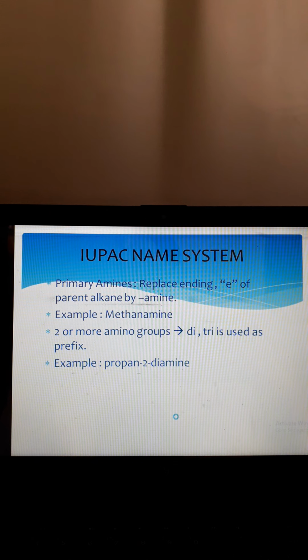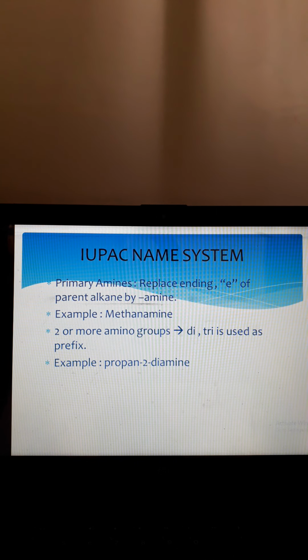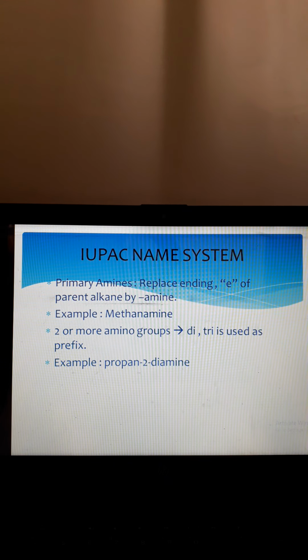Next comes another naming system, that is the IUPAC name system. Now here, first we are going to see the primary amines. While naming primary amines in the IUPAC name system, what we are going to do is replace the ending E of the parent alkane.